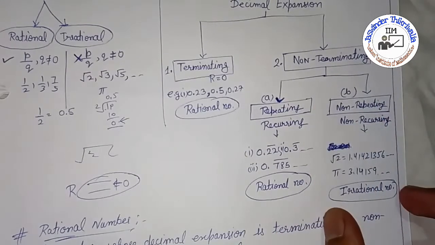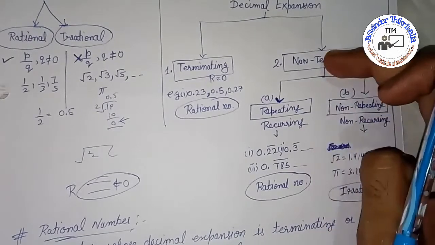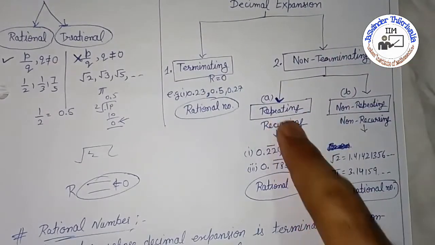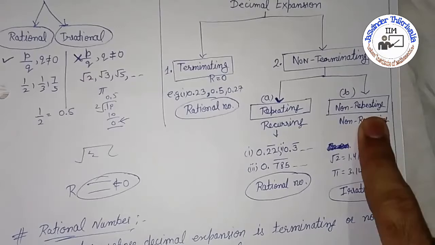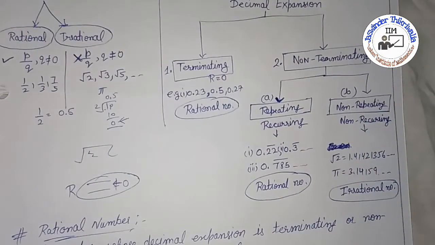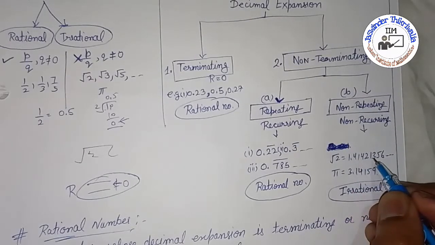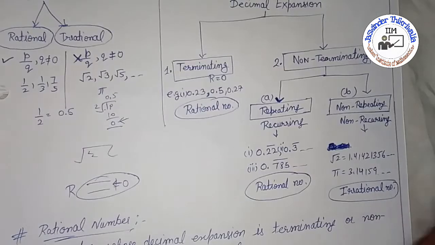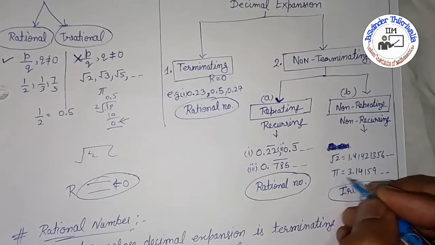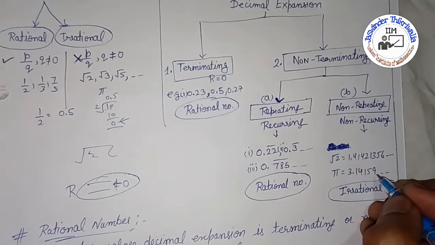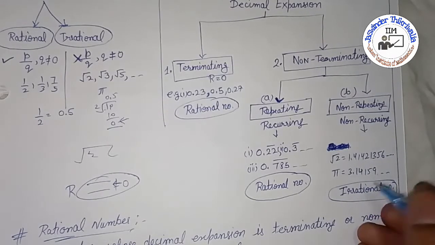The last one is non-terminating and non-repeating. Non-terminating has two categories. If it is repeating, then it is a rational number. If the decimal expansion is non-terminating and non-repeating, then it is known as an irrational number. For example, under root 2. What is the decimal expansion of under root 2? It is 1.41421356 and so on; it is non-terminating and non-repeating. The second example is pi. It is 3.14159 and so on. It is also non-repeating and non-terminating, so this expansion is that of an irrational number.